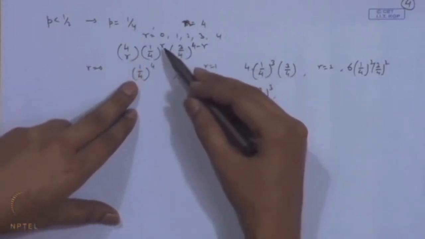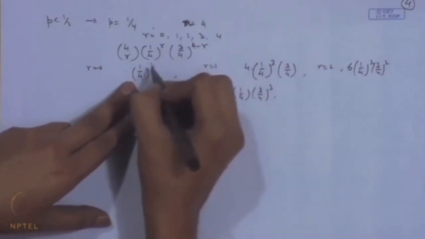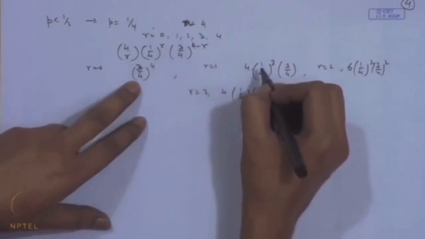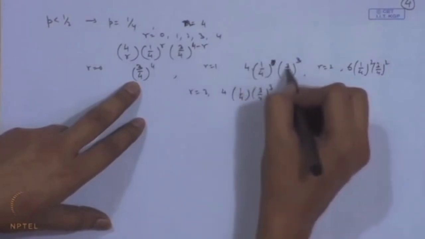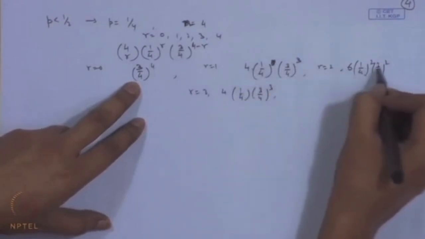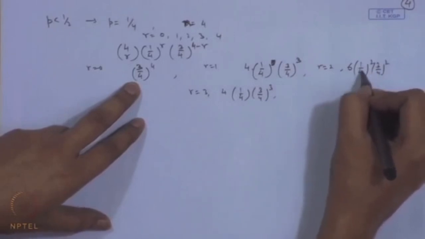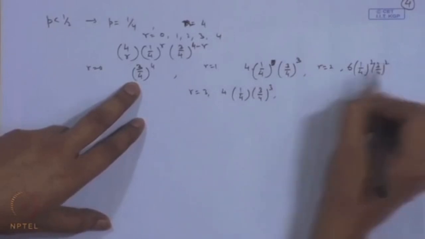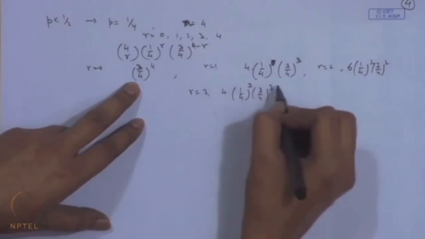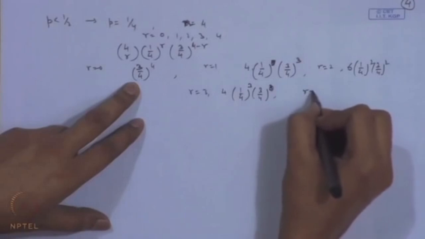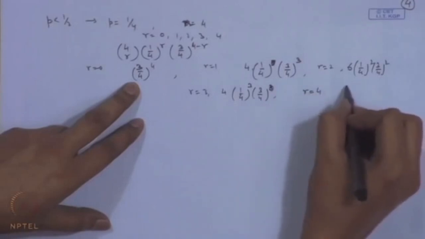Corresponding to r is equal to 0, this will be (3/4) to the power 4. Corresponding to r is equal to 1, this will be 4 times (1/4) times (3/4) cube. Corresponding to r is equal to 2, it is 6 into (1/4) square, (3/4) square. Corresponding to r is equal to 3, this is 4 into (1/4) cube, (3/4), and corresponding to r is equal to 4, this will become (1/4) to the power 4.